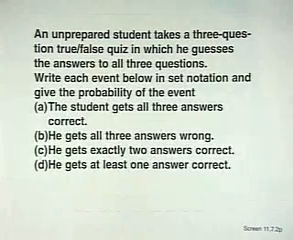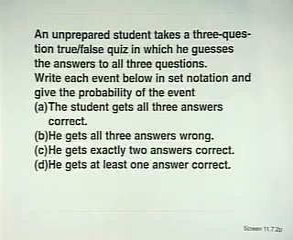An unprepared student takes a 3-question true-false quiz in which he guesses the answers to all 3 questions. Write each event below in set notation and give the probability of that event. First of all, the student gets all 3 answers correct. Secondly, he gets all 3 answers wrong. Third, he gets exactly 2 answers correct. And fourth, he gets at least 1 answer correct.